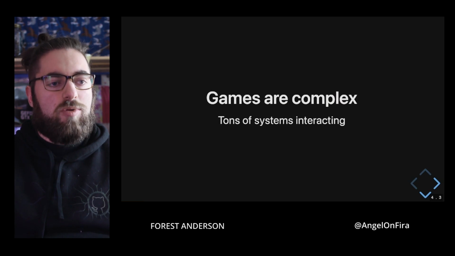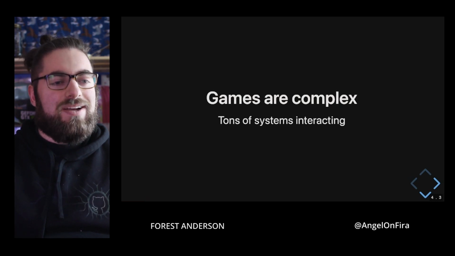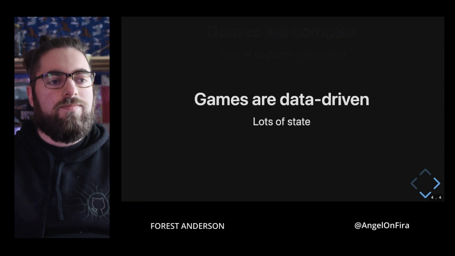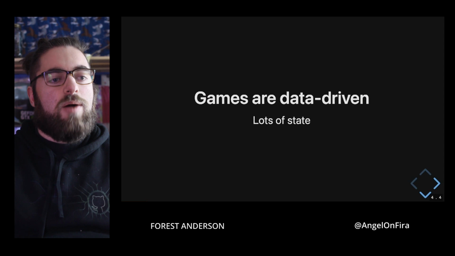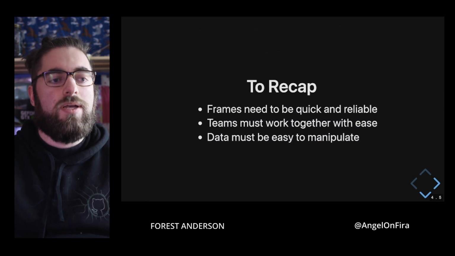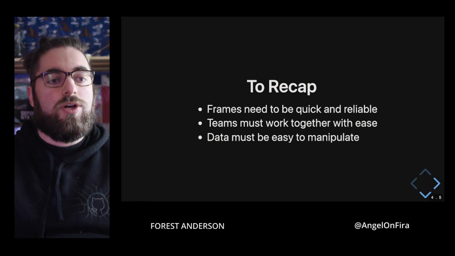Further, games are comprised of many systems working together. This includes AI, rendering, game logic, networking, and many other systems. All of these moving parts operate on underlying data shared between them. We need good abstractions when working on this data. So, to recap, we need to be rendering frames quickly and reliably. Cross-discipline teams working on games need to work on different systems cohesively together. And finally, we need to have easy access to the underlying data.